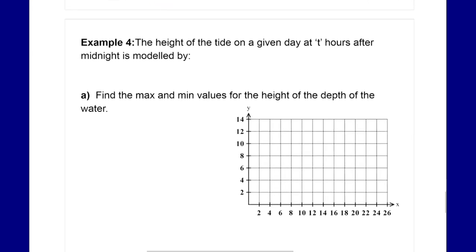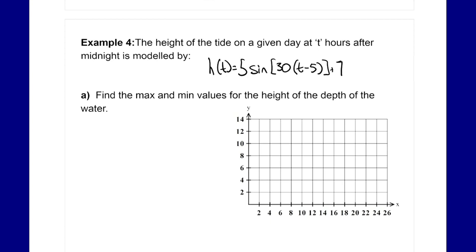Last example, the height of the tide on a given day at t hours is modeled by, we don't have an equation here, but let's put in, it was going to be modeled by h at t is equal to 5 sine 30 t minus 5 plus 7. So this is going to be our equation. We want to find the max and min values for the height of the depth of water.